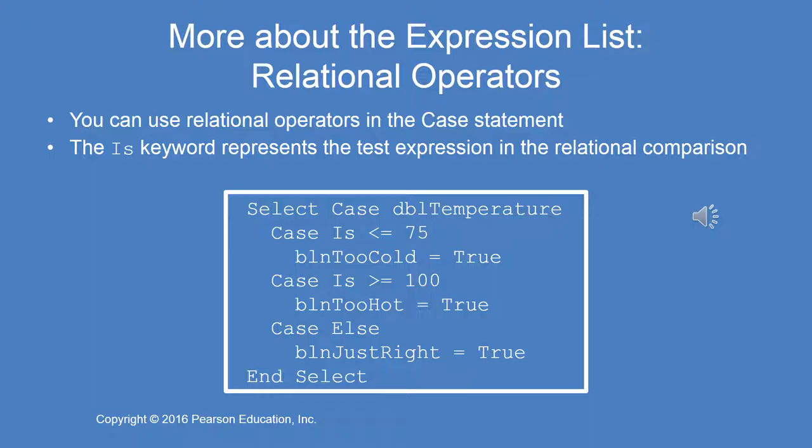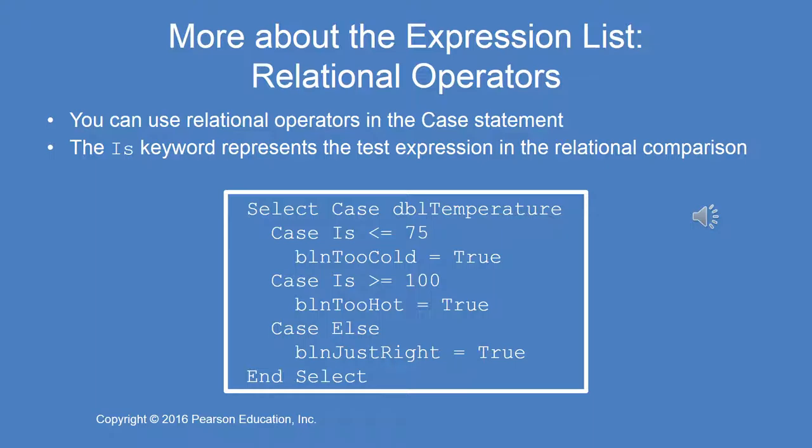However, if the value in double temperature is greater than or equal to 100, Boolean too hot is set to true. However, if neither of those conditions return true, you have your case else statement. So in this example, take a look at the logic here and think to yourself, what values would cause the Boolean just right to be set to true?